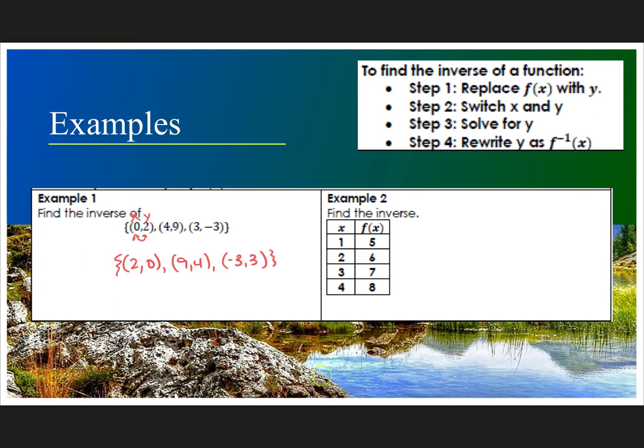To find the inverse from a table, we're just going to trade the x's and the y's. So your x's are now what your y's were. So 5, 6, 7, and 8. And then instead of f of x, we're going to put f -1 of x. And we're just going to use the points that were over on the right or the left side. So now it's 1, 2, 3, and 4.